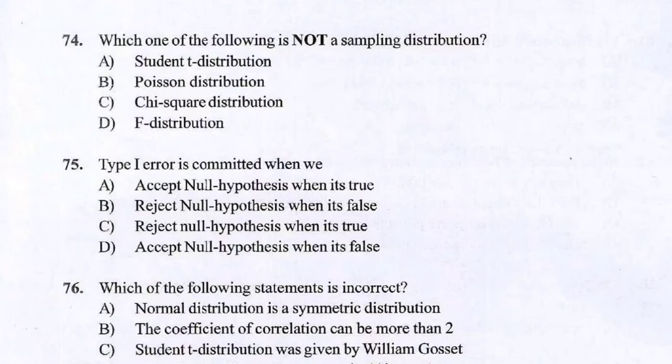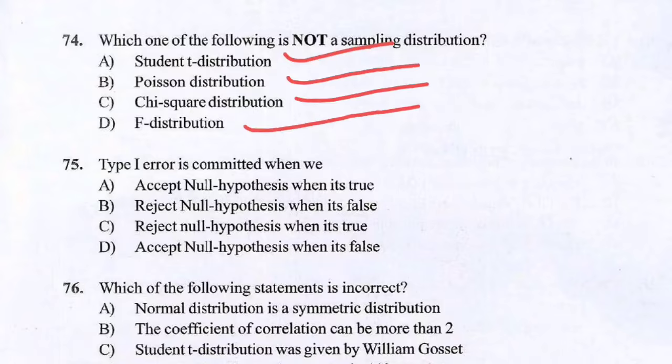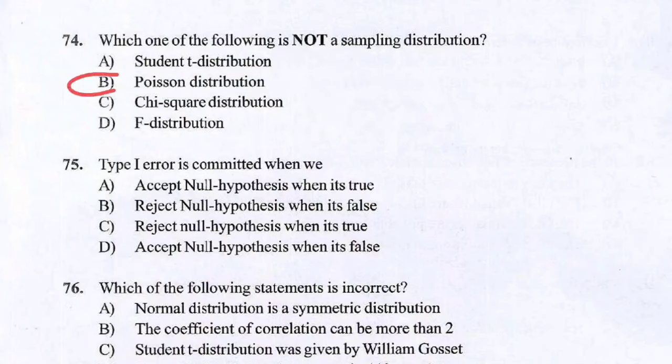Next question is, which one of the following is not a sampling distribution? We have the student T distribution, Poisson distribution, chi-square distribution and F distribution. Now T, chi and F are the sampling distributions, but Poisson distribution is the probability distribution. So the correct option should be B option, that is Poisson distribution is not a sampling distribution.